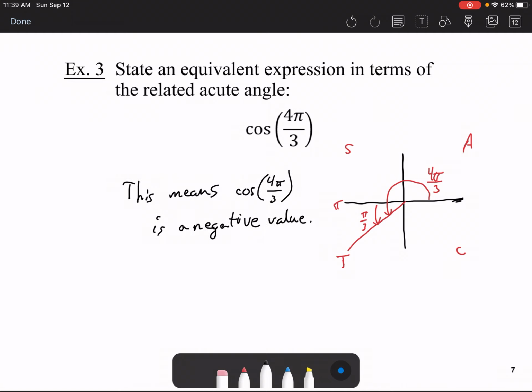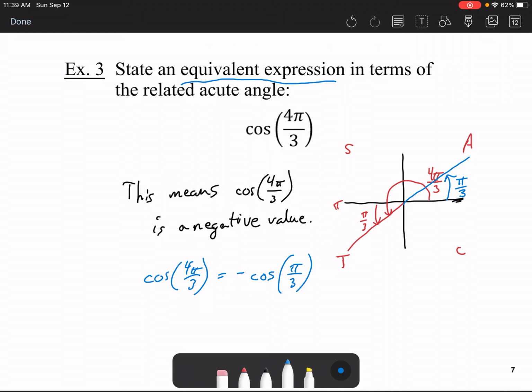Well, if I had drawn according to this and the related acute angle, pi over 3 right over here, you'll see that value is positive. So in order for cosine 4 pi over 3 to be an equal expression, it has to be negative. So that means you're going to have to put a negative on that value. So cosine of 4 pi over 3 is going to equal negative cosine of pi over 3.